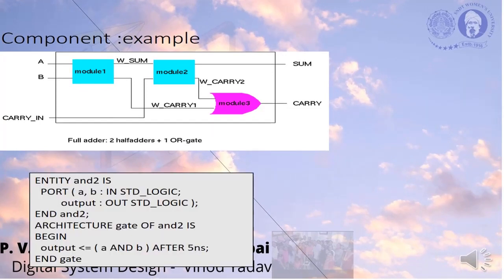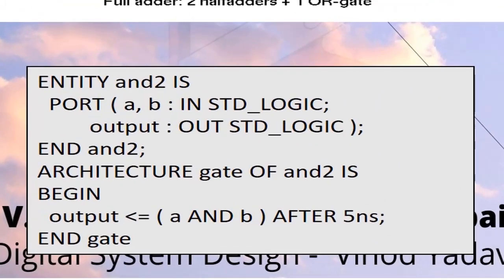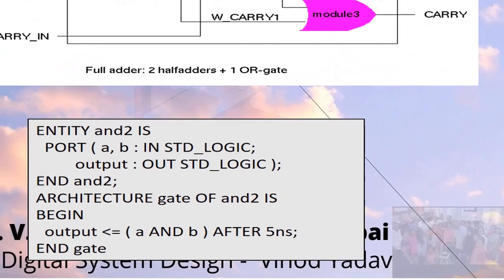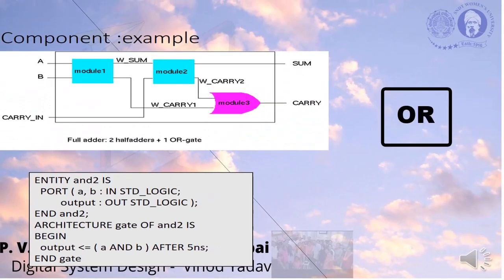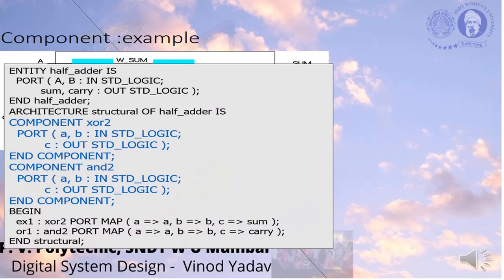Now if you want to write down the entity for the AND gate, entity AND gate has two inputs A, B of standard logic, and the output as out standard logic. After the entity, we are writing the program in data flow. Output is assigned with A and B. And we are giving a delay as well, after 5 nanoseconds. Now the second thing: one module we have defined, module number 3. Now we are defining modules 1 and 2, which are half adders.